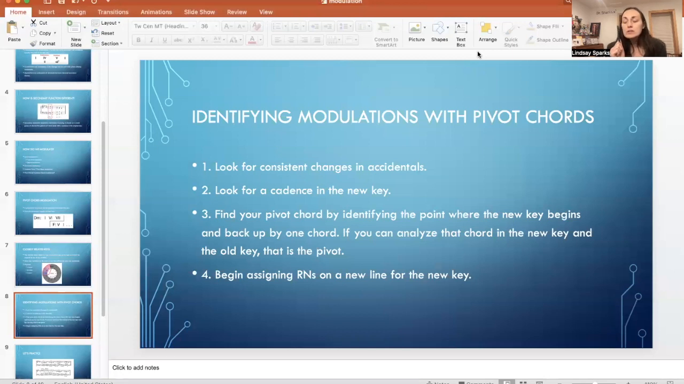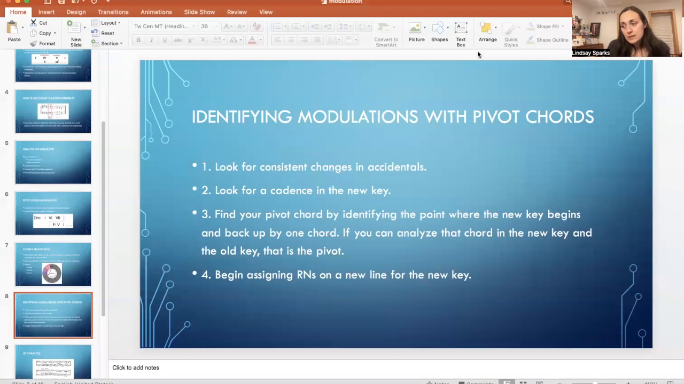First, we are going to see what our accidentals are, what our pitch collection is. So look for consistent changes in accidentals. When we had that secondary chord, we really just had the one chord that was altered, and then its resolution, and then we had no more accidentals. So you want to look for consistent accidental changes.